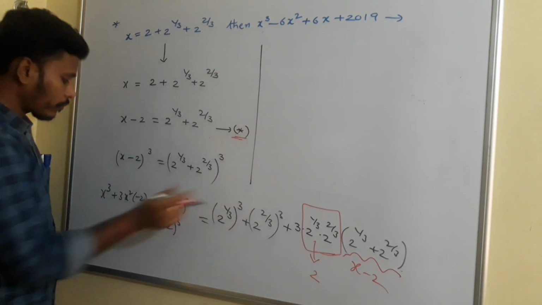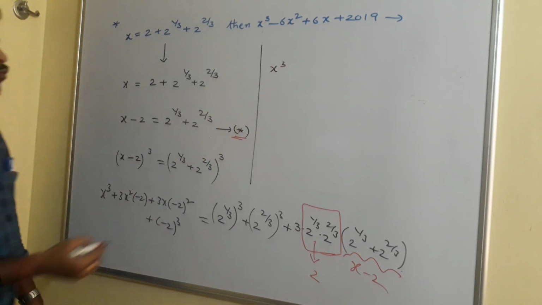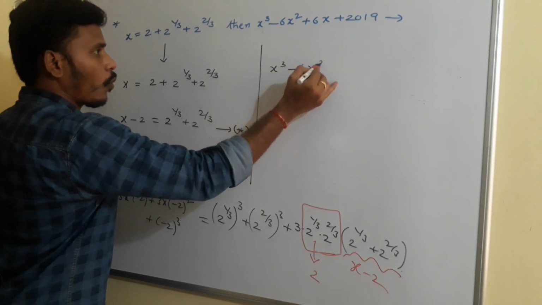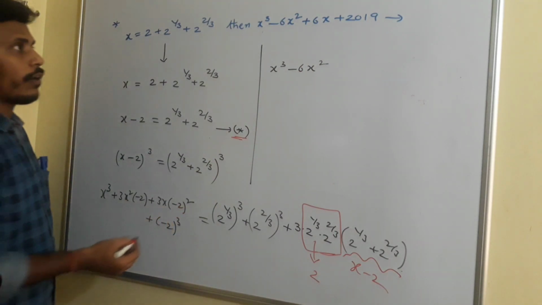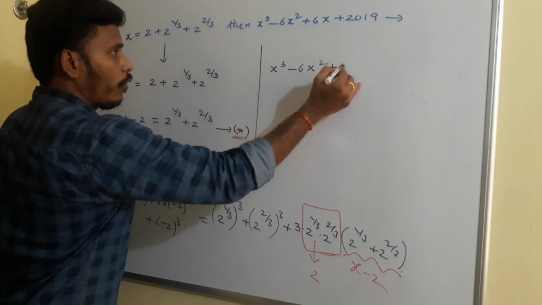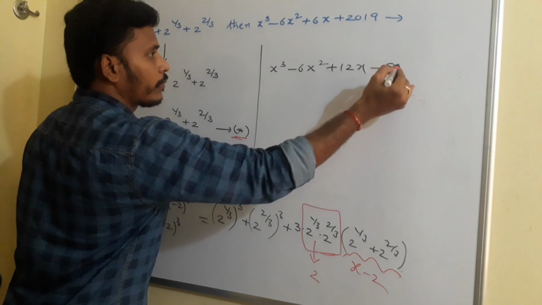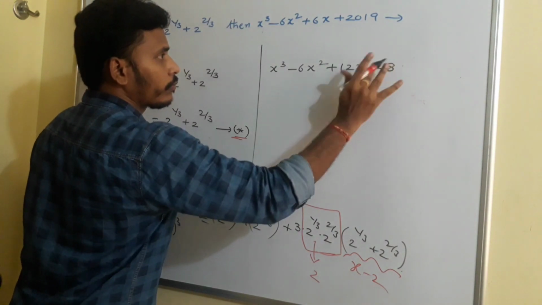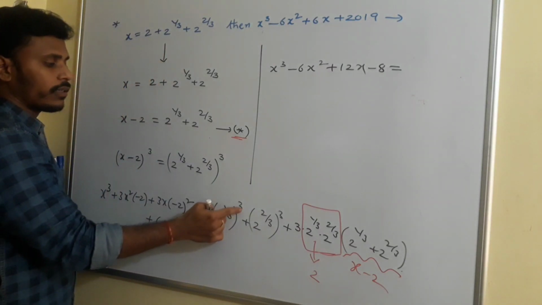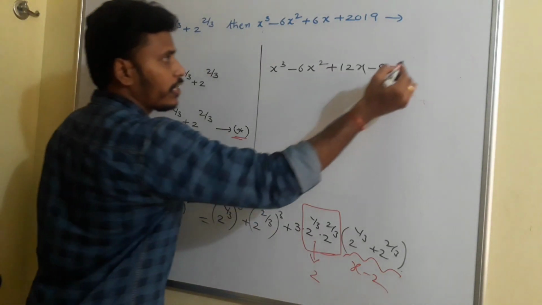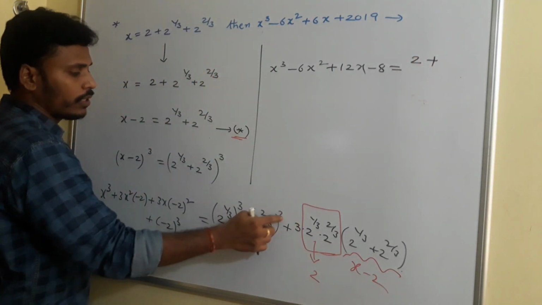What I have? x cube, 3x square into minus 2, minus 6x square. And here minus 2 square is 4, 3 is 12, right, plus 12x, minus 2 cube is minus 8, is equals to 2 power 1 by 3 cube. This simplification is just 2 plus 2 power 2 by 3 cube. 3 and 3 get cancelled.